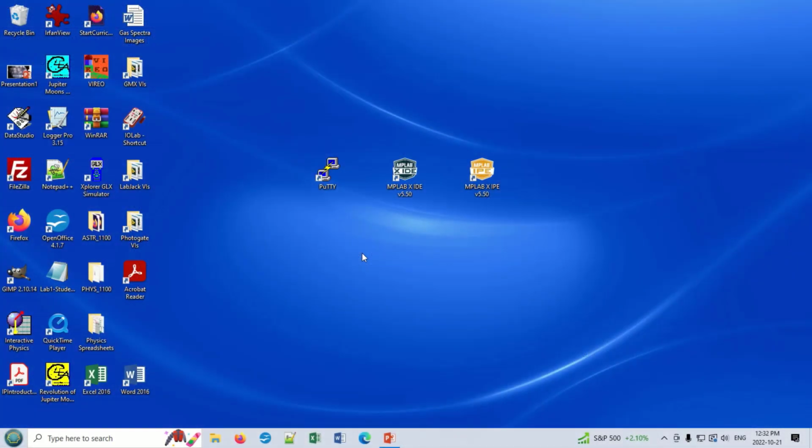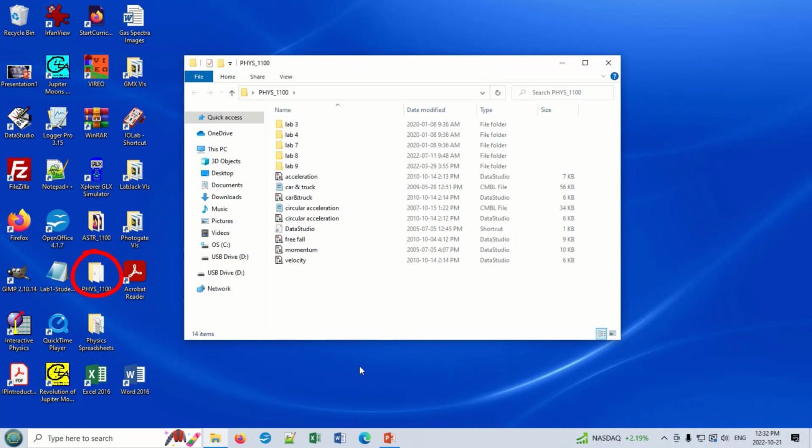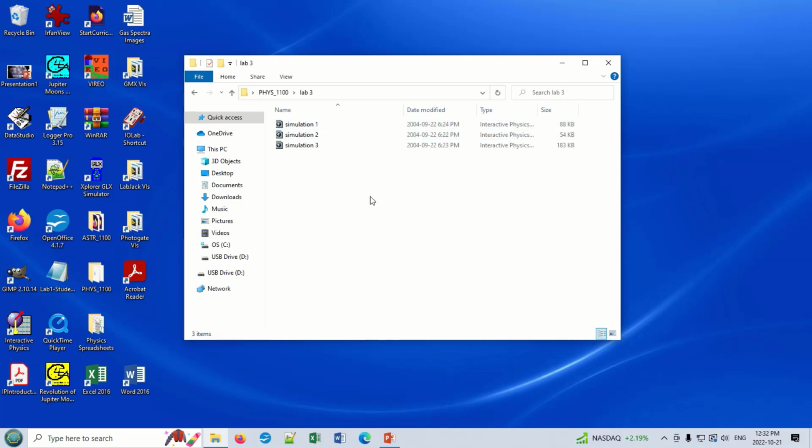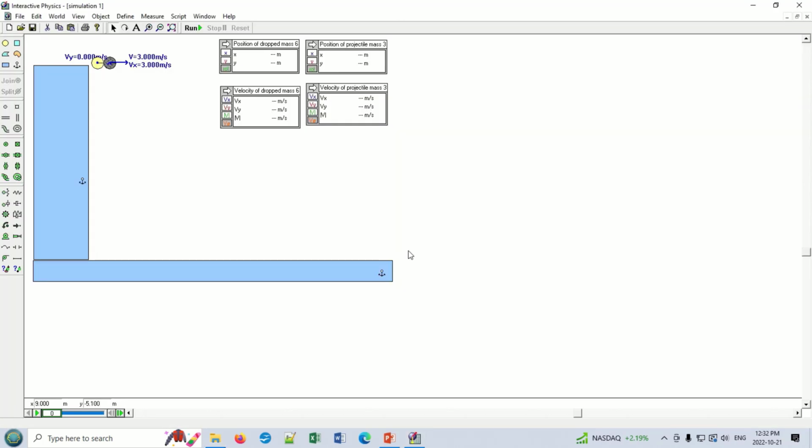So now you're ready to move on to the next part of the experiment, which is we're going to look at some simulations. So open up the Physics 1100 folder and go into the Lab 3 folder. And there are 3 simulations here. We're going to look at all 3 of these. So I'll open up the first one. What this is going to do is show us a little movie. We're going to click Run, and we can click Stop later. And it'll show us a little movie of these 2 balls.